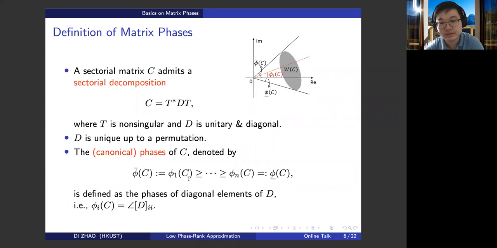And we do a simple organization. We make phi 1 the largest, phi n the smallest. So okay, now we have n phases defined for the matrix just by this simple decomposition for sectorial matrices. So we got n phases. That is what we hoped for, because we hope to compare with the gains. We know the gains are the singular values, and there are n singular values for a matrix. And now we have n phases for a matrix. So far so good.